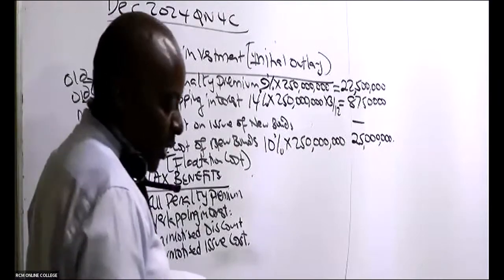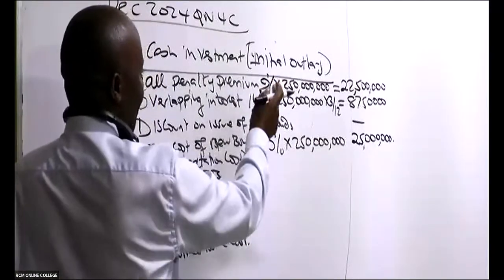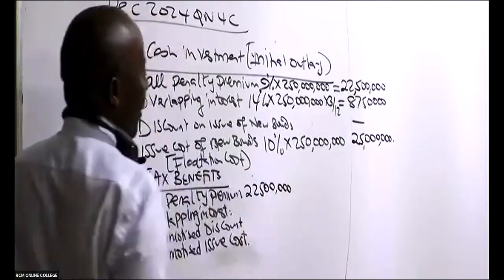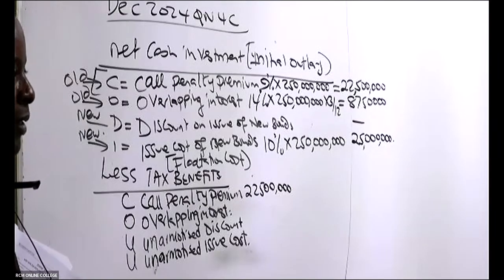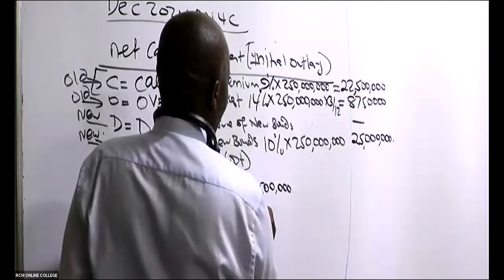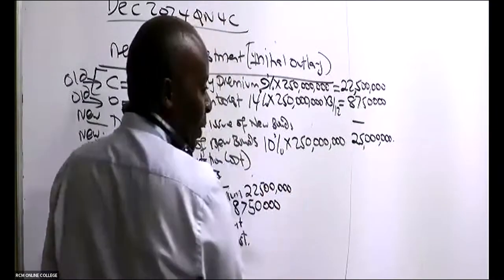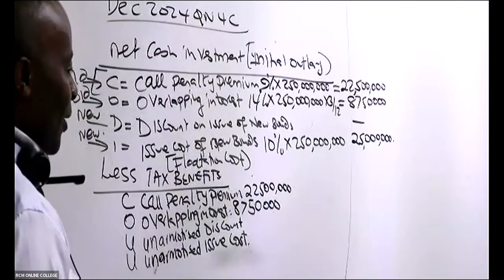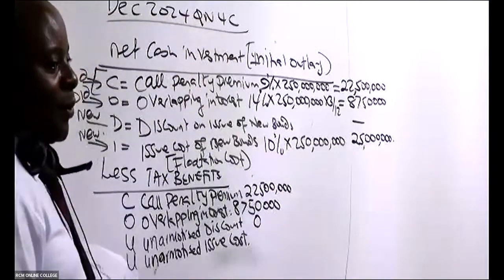Yeah, so in this case here, of course, you have these figures. Are you able to see the call penalty premium? It is 22,500, isn't it? Do we have in this case here overlapping interest? Already this one here is 8750. Write it aside first, because we'll be multiplying this with 30%. So for the unamortized discount, this question does not have anything to do with the discount.